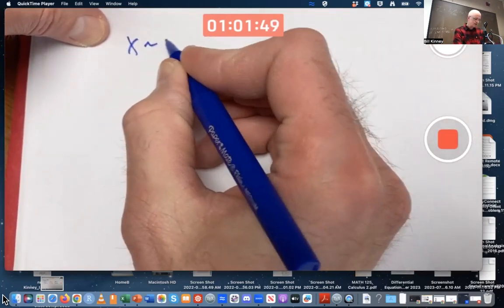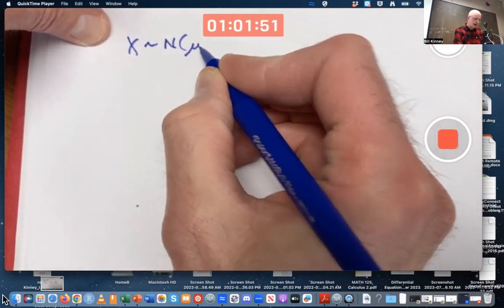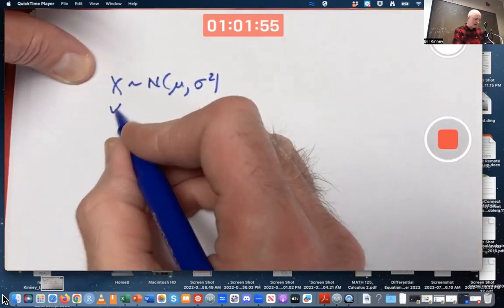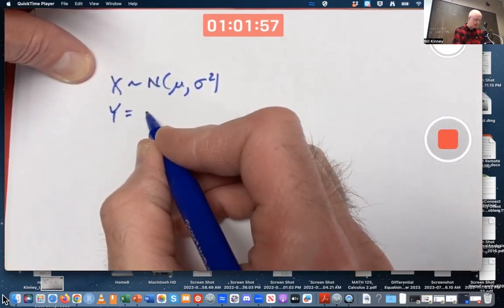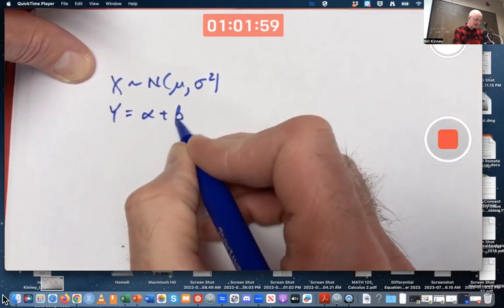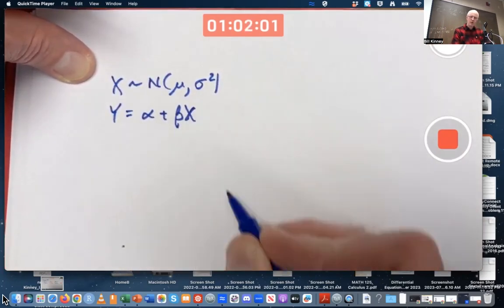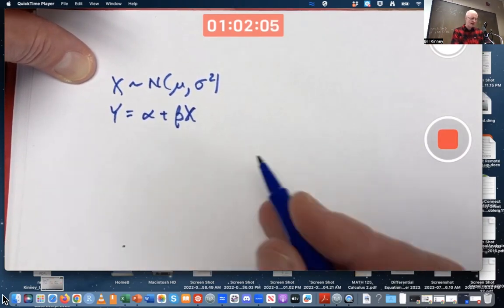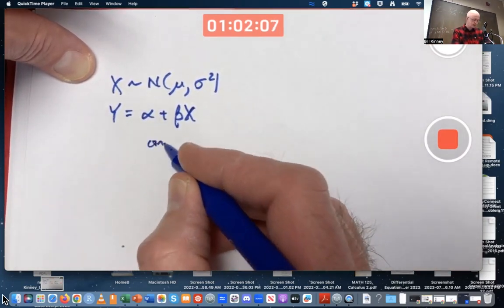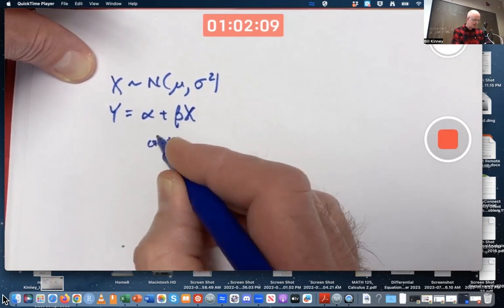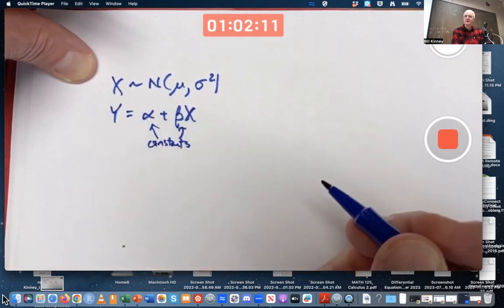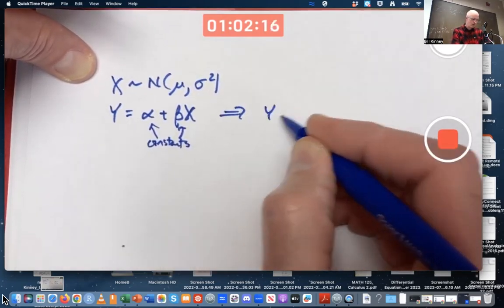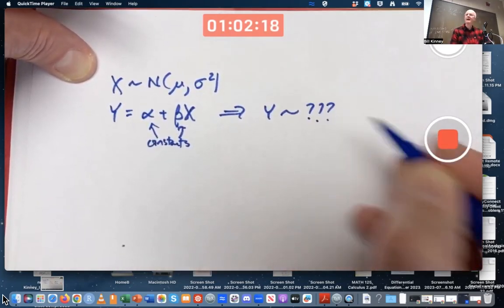If X is normal with mean mu and variance sigma squared, and Y is, I forgot what order they do it in, maybe alpha plus beta X. I don't remember if the book writes it like that or as beta plus alpha X. Alpha and beta are constants, and they have nothing to do with a gamma distribution. I might wonder, what is the distribution of Y?